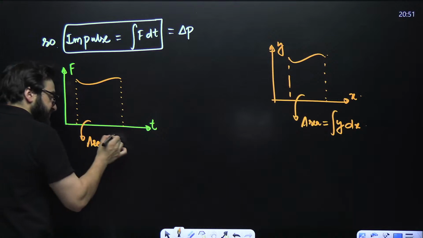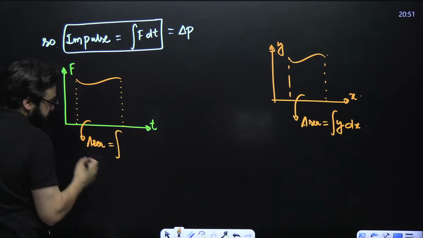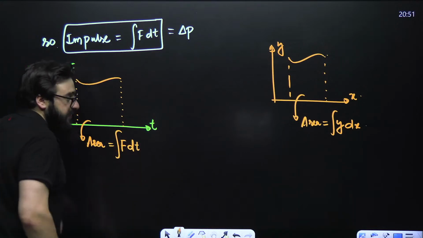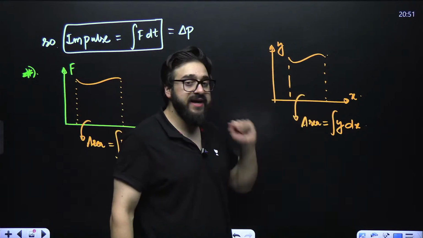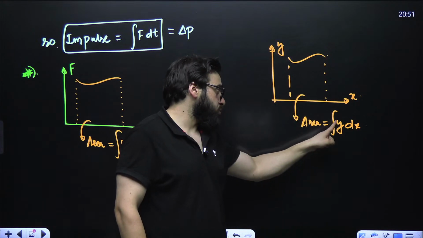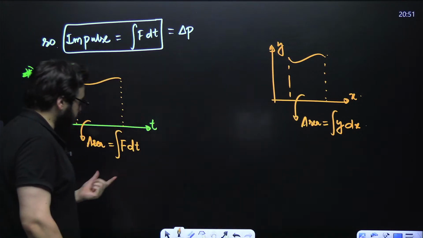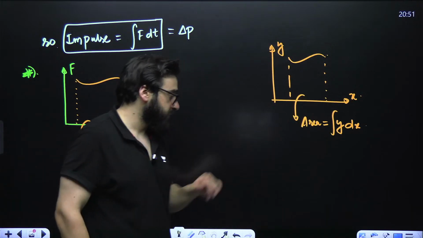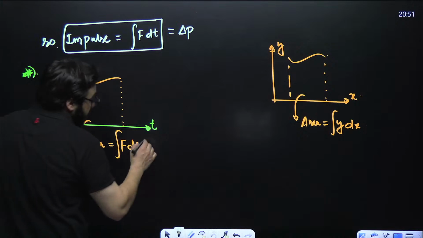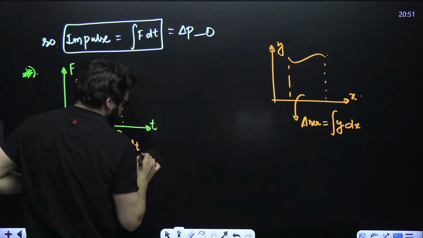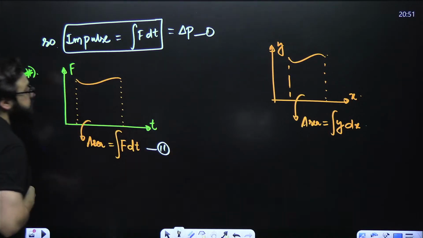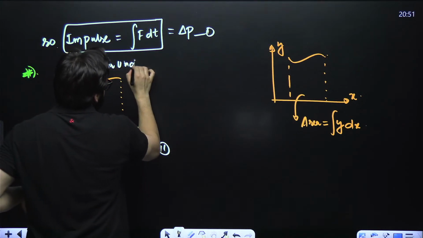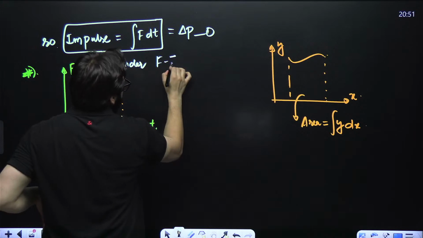Area under the curve here will be integration of this F multiplied by this dt. In case of y versus x, it is integration of y dx. Here, it is integration of F dt. Okay. Let's call this equation second. This is what we call the area under the F-t graph, force time graph.